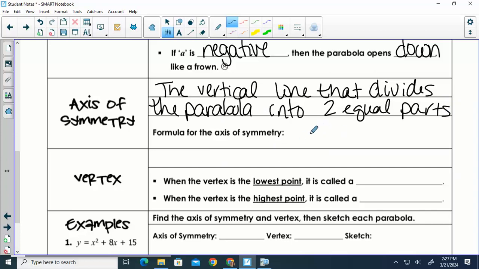To find the axis of symmetry, there is a formula. It's a line, so we have to do the equation. We know from earlier in the year, vertical lines are always x equals a number. And it's x equals the opposite of b over 2a. So we will be using that equation today.